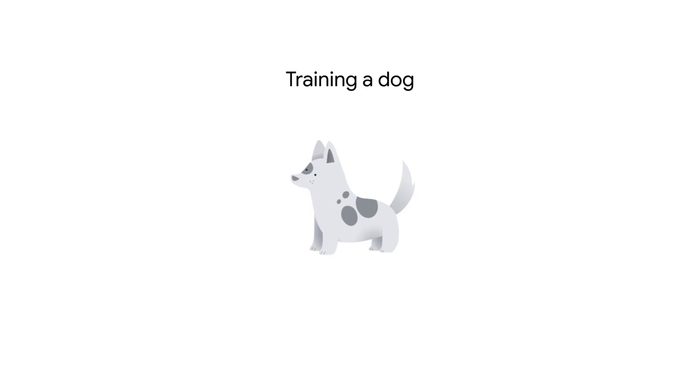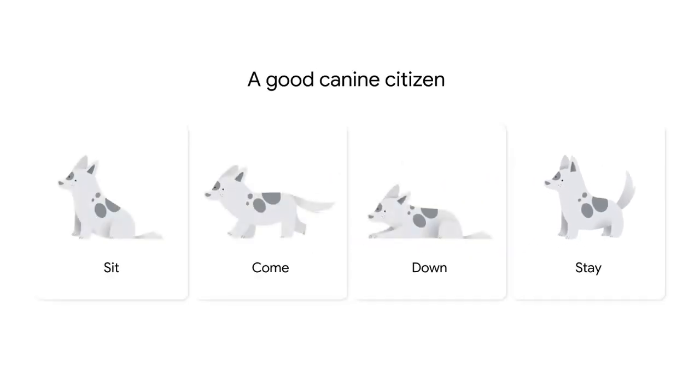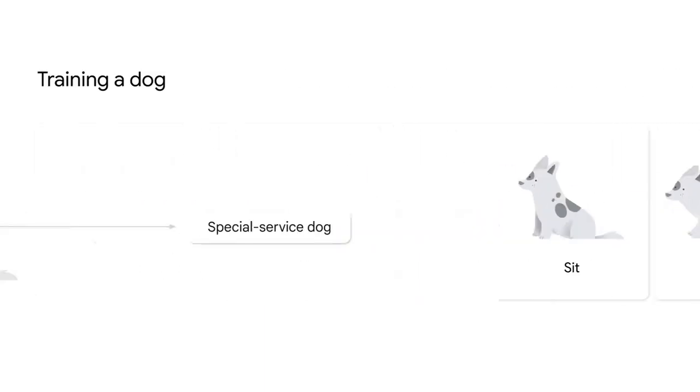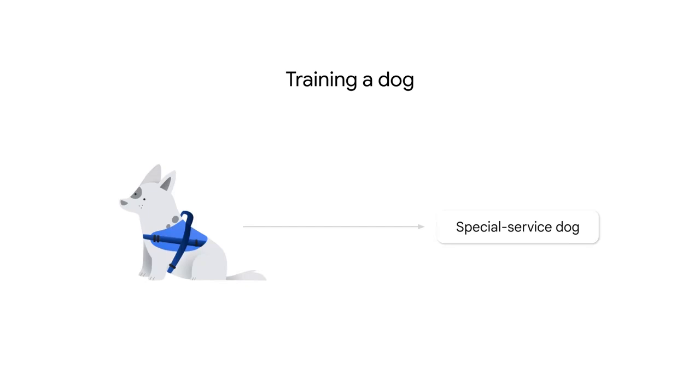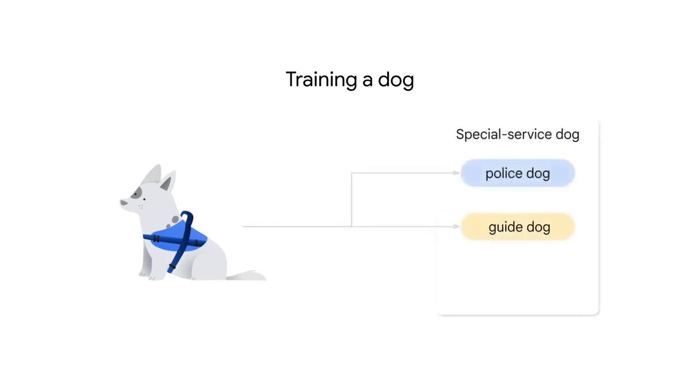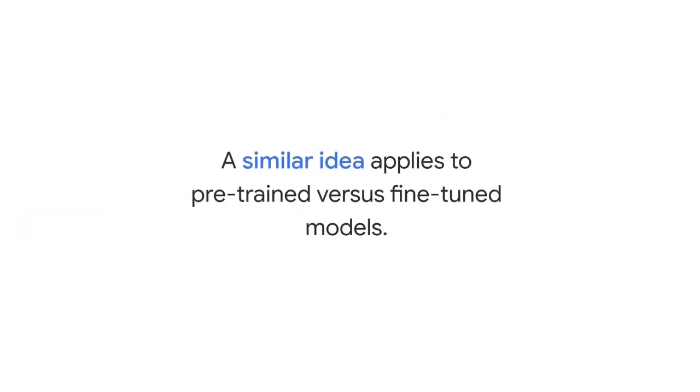Imagine training a dog. Often you train your dog basic commands such as sit, come, down, and stay. These commands are normally sufficient for general purposes in everyday life and help your dog become a good canine citizen. However, if you need a special service dog such as a police dog or a guide dog or a hunting dog, you add special training. This similar idea applies to pre-trained versus fine-tuned models.